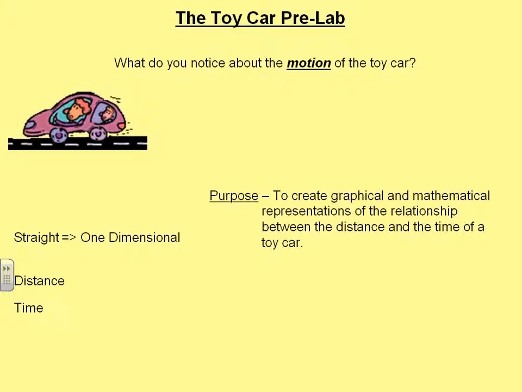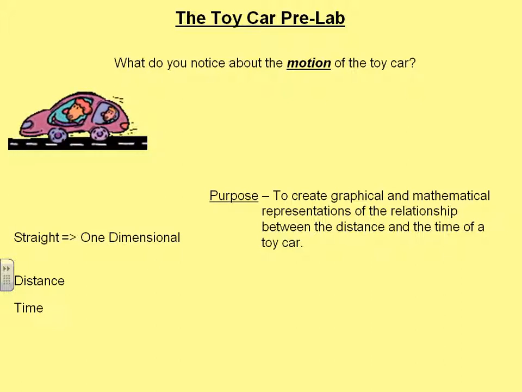So the purpose of this lab will be to create graphical and mathematical representations of the relationship between the distance and the time of the toy car. So is there a relationship that we can find, and if so, can we make a math model out of it to make predictions?